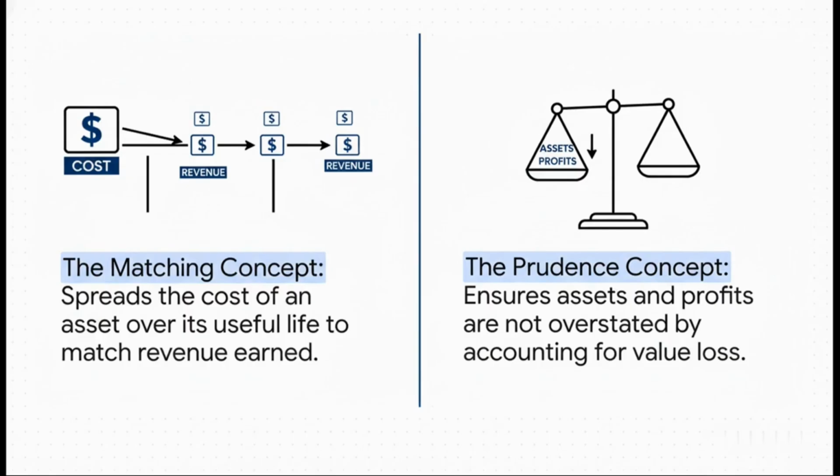So why is this whole process so essential in accounting? Why do we have to do it? It really comes down to two bedrock principles. First, the matching concept. This says you have to match the cost of an asset to the revenue it helps you earn, and you have to do that over its entire life, not just in the year you bought it. And second, the prudence concept. This is basically the don't lie to yourself rule. It stops us from overstating the value of our assets and our profits by pretending our equipment is still good as new when it's not.